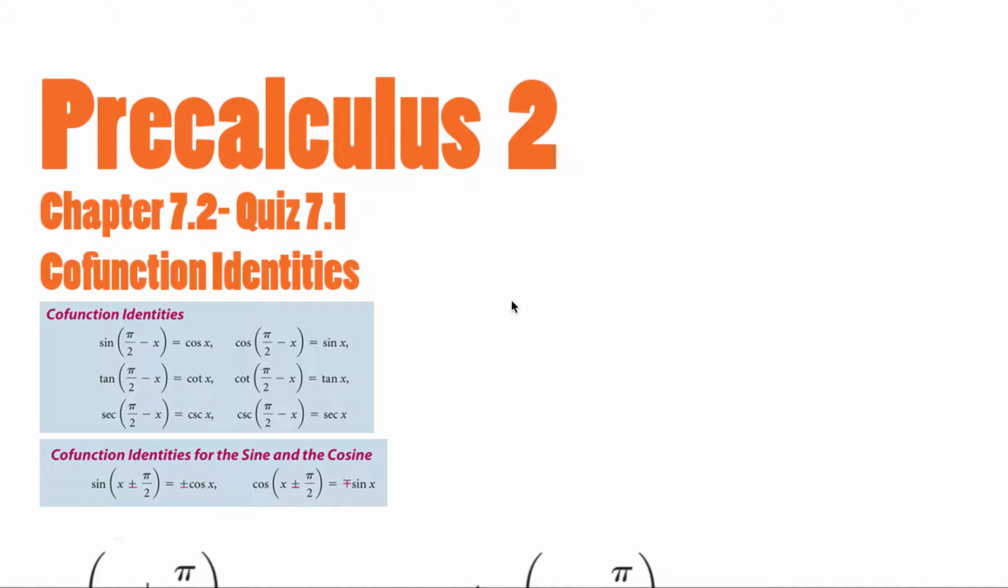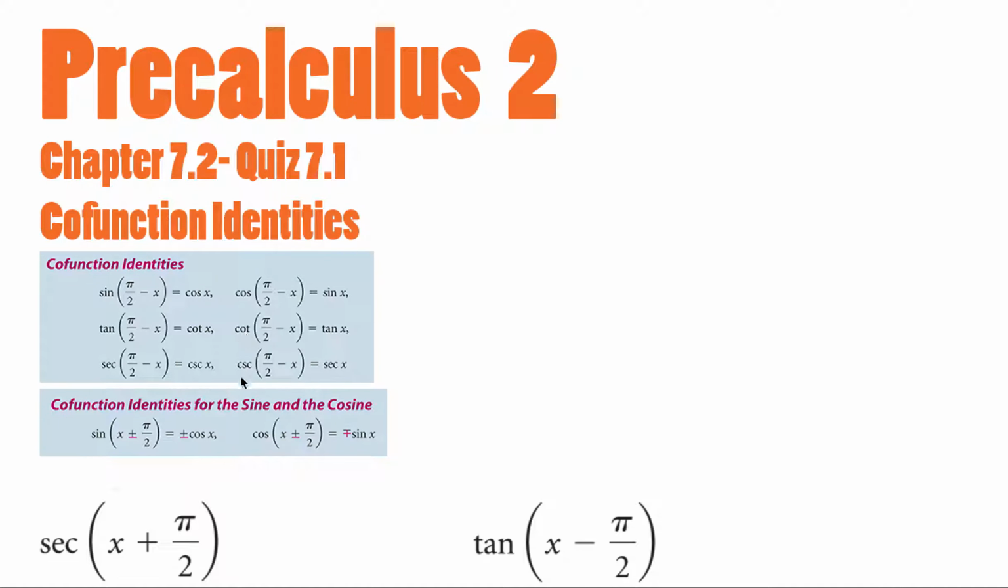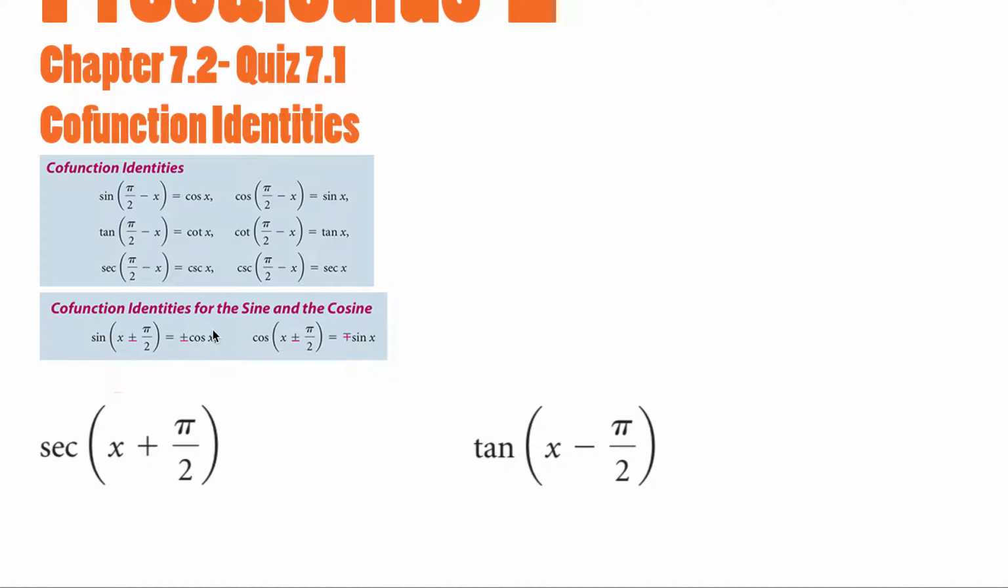Chapter 7.2, we're going to work with cofunction identities and how to use them. So these are all the cofunction identities, and these are for the sines and cosine. Remember on the notation, plus or minus equals plus or minus equals reverse plus or minus. As you already know from class and from the previous videos, if it's plus, then this is plus. If it's minus, then this is minus. For cosine, it's reverse. If it's plus, then it's minus. If it's minus, it's plus.